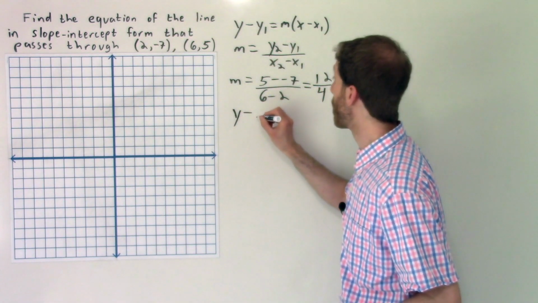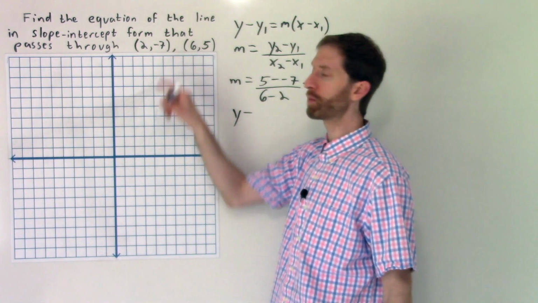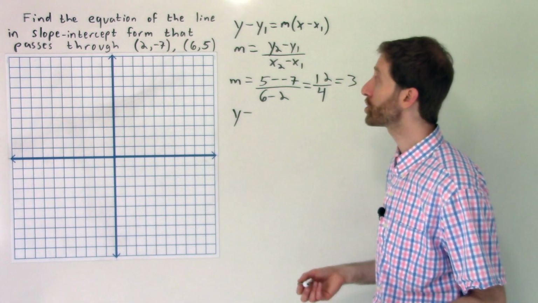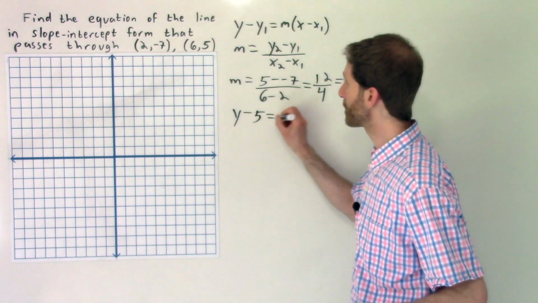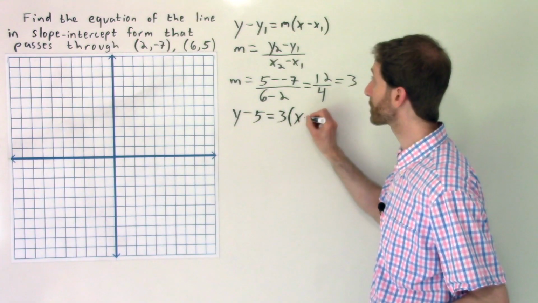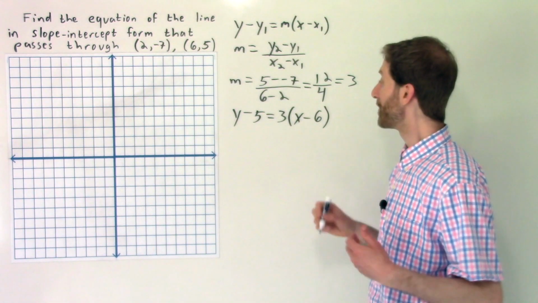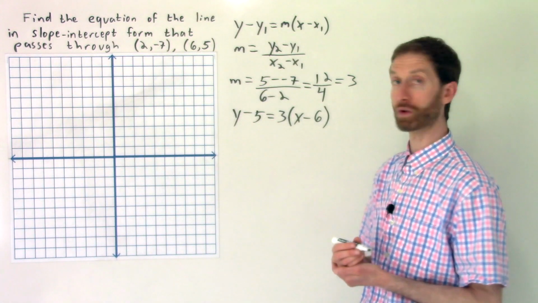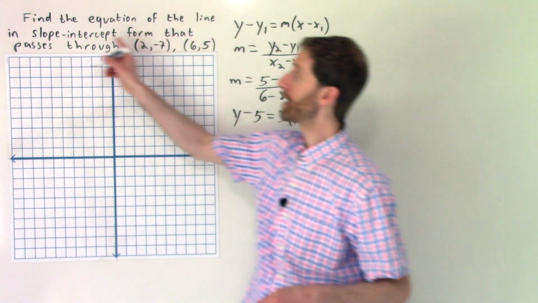So there's our slope. So I plug that into the point-slope form. y minus y1, well, it doesn't really matter which point we choose. As we've seen before, both points are on the line, so I'm going to choose (6, 5), because there's no negative numbers. So y minus 5 is equal to the slope 3 times x minus 6. Nice. So now we've figured out the point-slope form for the equation of the line. Now where we want to go is to slope-intercept form.